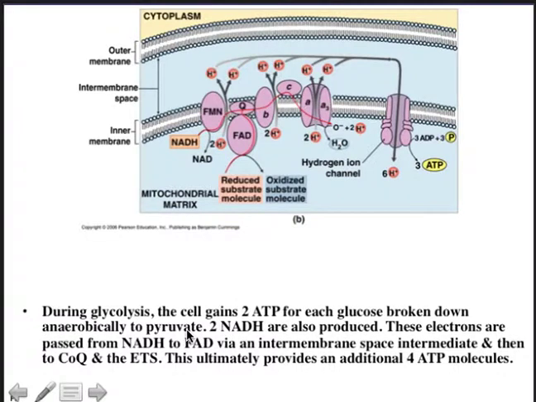During glycolysis, the cell gains 2 ATP for each glucose broken down anaerobically, and this makes 2 NADH molecules. These electrons are passed from NADH to FAD through an intermembrane space, and this intermediate then passes its electrons to CoQ. In the electron transport system, what this means now is that we're going to have enough electron pumping, or proton pumping action, to make 2 ATP. This ultimately provides an additional 4 ATP molecules because, as you remember, in glycolysis, you make 2 pyruvates for every single glucose that's split.